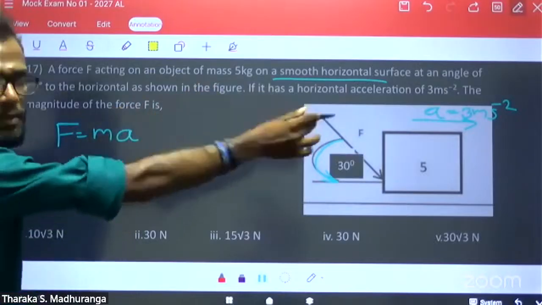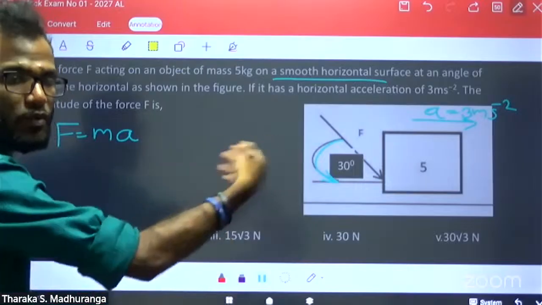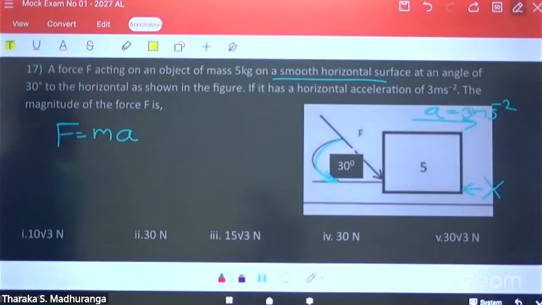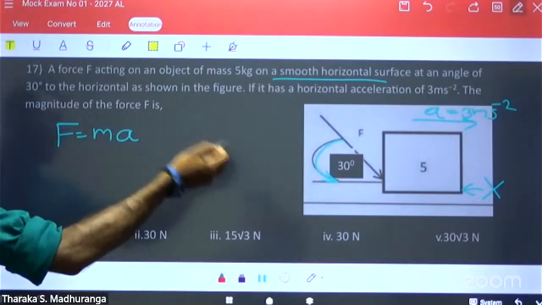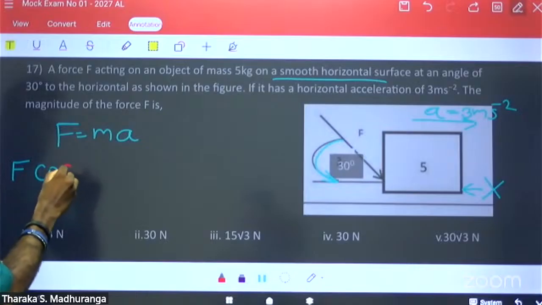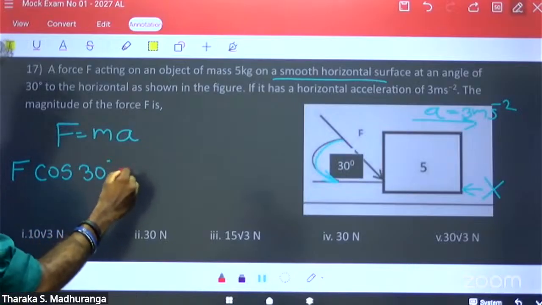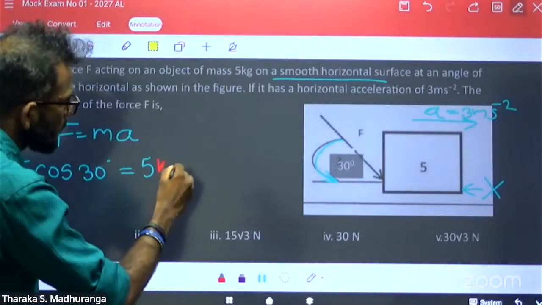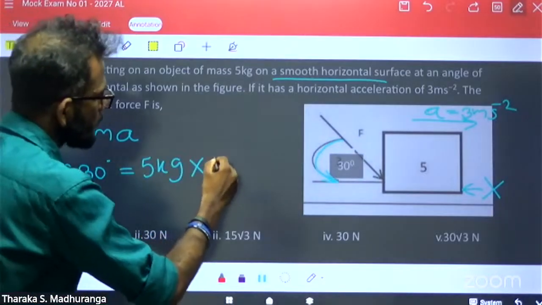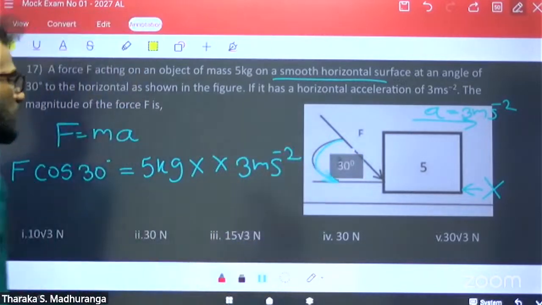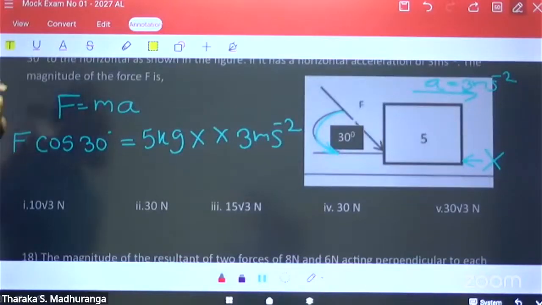The F is the unbalanced force. Why? There is no resistant force. Then F cos 30 equals mass 5 kilogram times the acceleration, 3 meters per second squared.